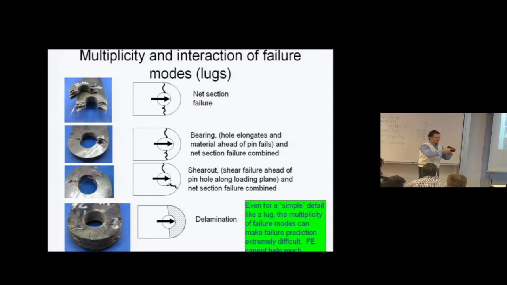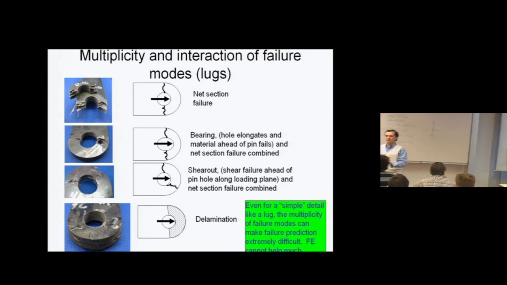You will see that the hole has elongated in one of the two directions, which means there's a bearing failure in that direction. You'll see that the material has moved out of the way. You have local compression failure. And you will see, if you look at it on the edge, basically a huge delamination where the layers have separated.